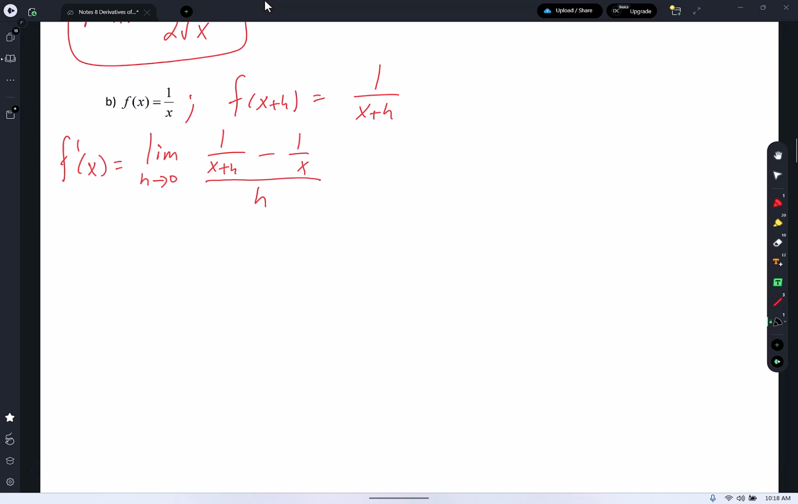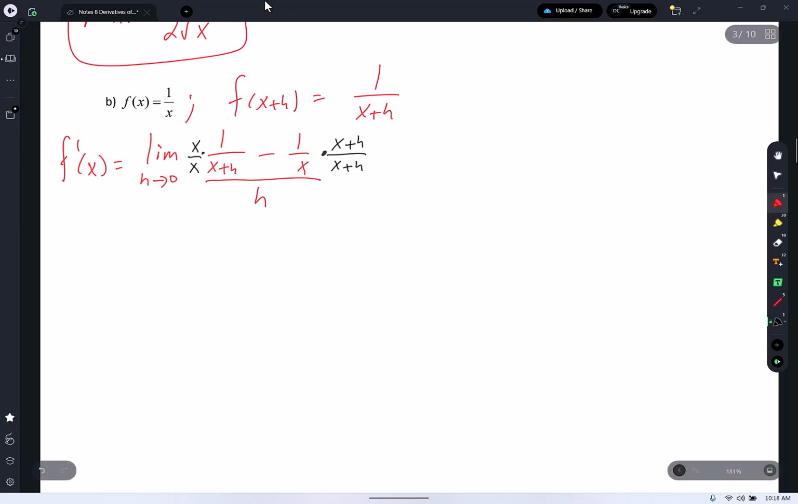We've done limits like this before. What do I got to do? What's making this tough? What am I going to do? Yeah, I'm going to find a what in the numerator? A common denominator, guys. I'm going to find a common denominator.